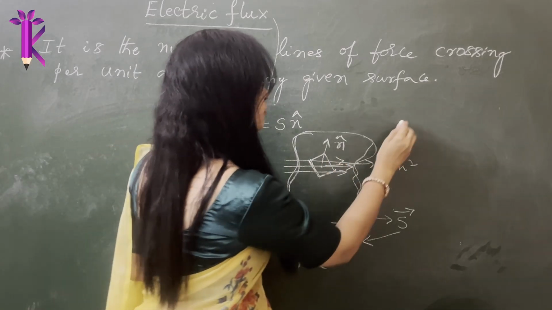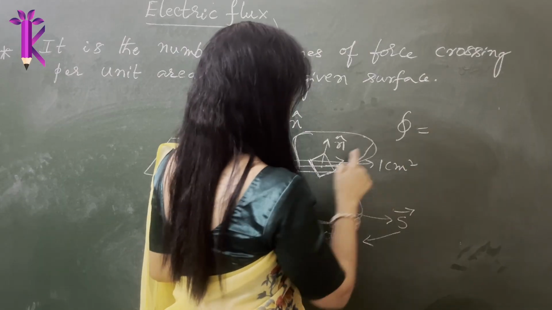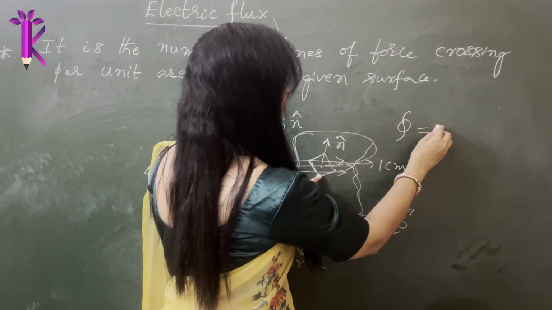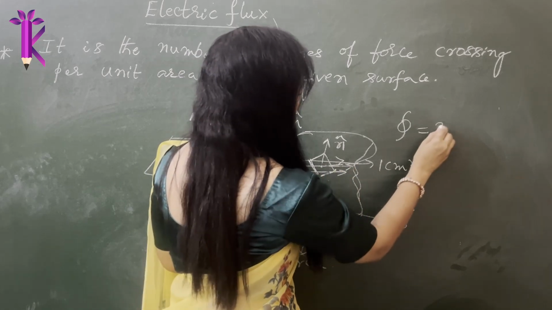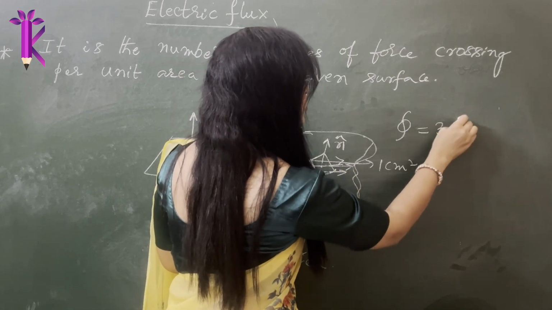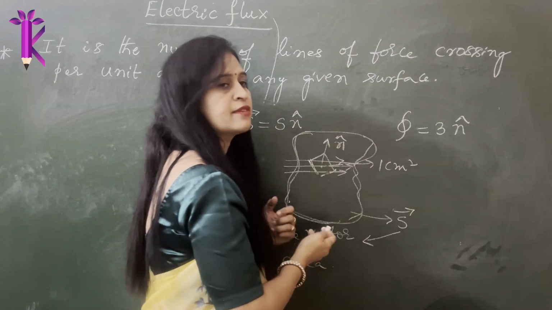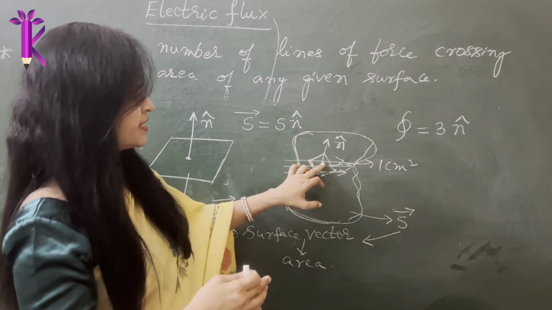Okay, so how do you write flux for this? Flux is given by the number of lines passing per unit cross-sectional area. So 3 is the number. What is the direction? The direction is n cap. So the direction of the vector is n cap. So it is coming in this direction.